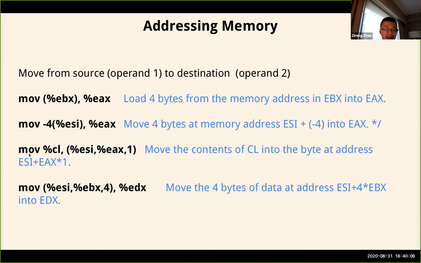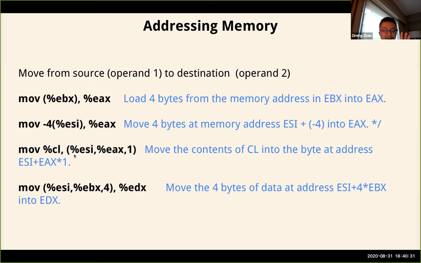Then for this one, we're moving CL. CL is only 8 bits, just 1 byte. So obviously we're just moving 1 byte from a register to a memory location. As you can see the parentheses here, you know that's memory. So we're moving from a register to a location. The register is CL, which is 1 byte. So what is the location?